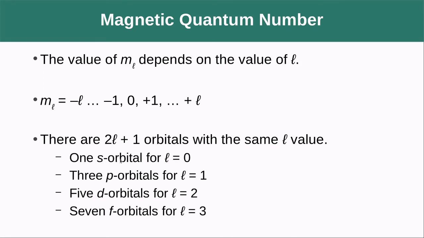So one s orbital for L equals 0. There are 3 p orbitals for L equals 1. So if I put 1 in here, I'm going to get 3, right? 2 times 1 plus 1 is 3. 5 for the d orbitals and 7 for the f orbitals.